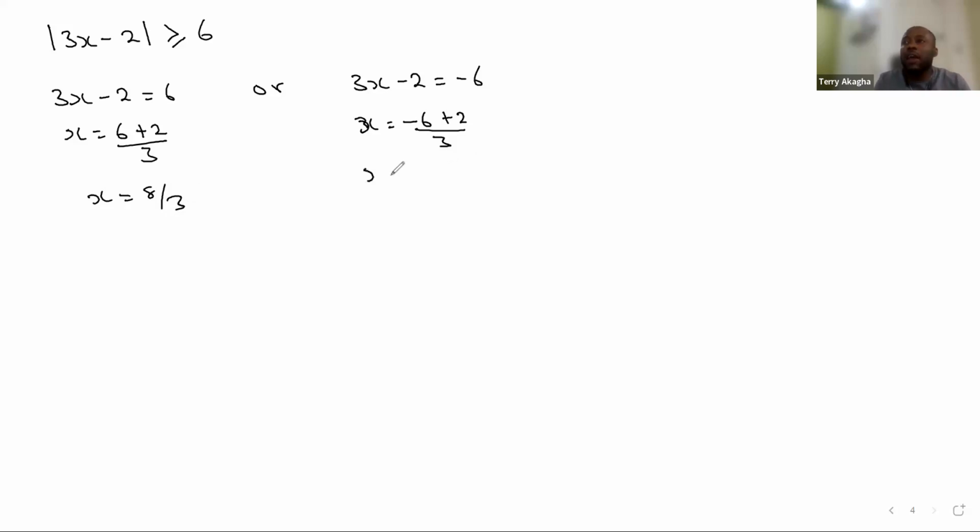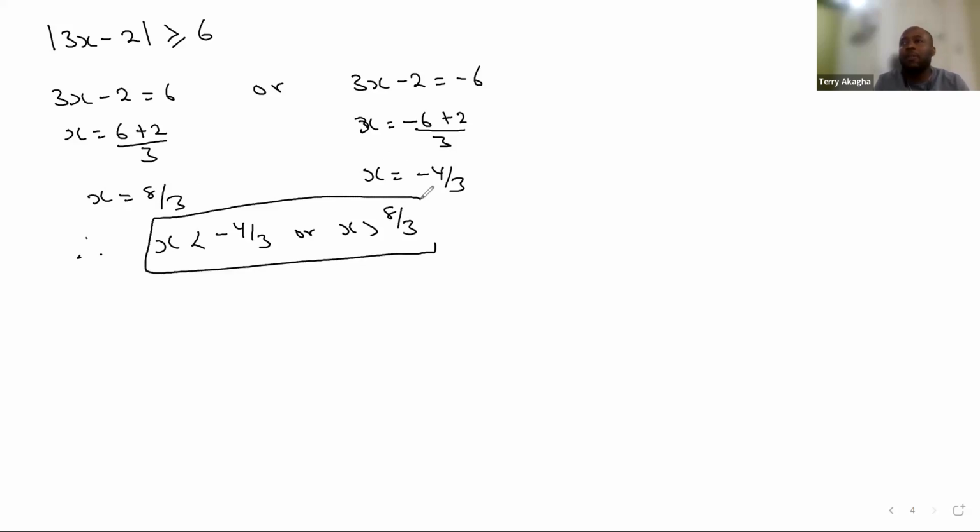Then this is going to give you x equal to minus 4 over 3. So because it's greater than, it's going to be x less than minus 4 over 3, or x greater than 8 over 3. And that will be the answer for that. If you also draw it on the number line, minus 4 over 3 is going to be on the left-hand side. 8 over 3 is going to be on the what? Right-hand side.